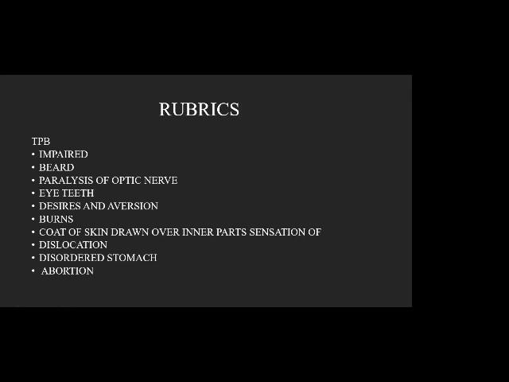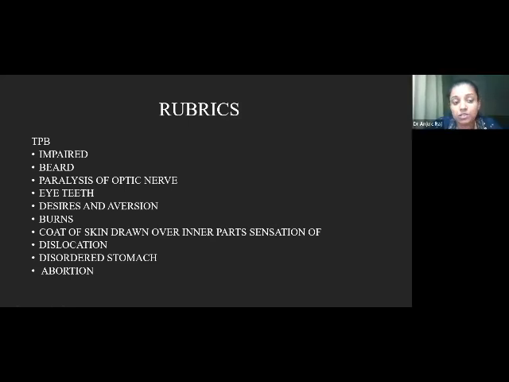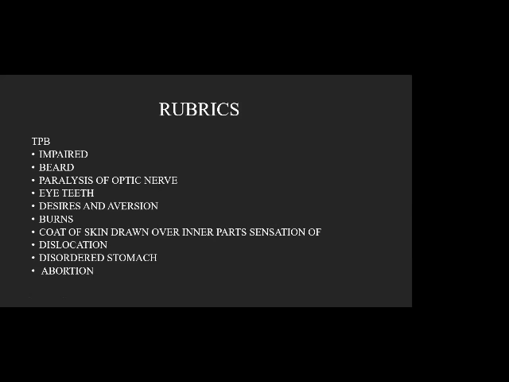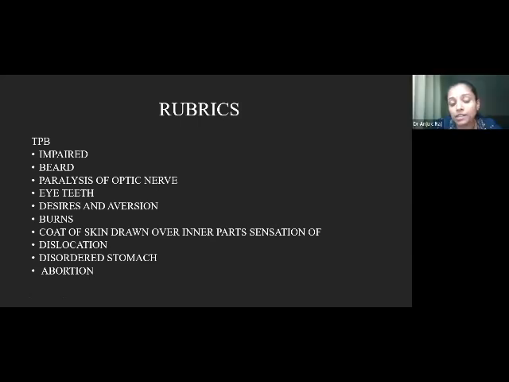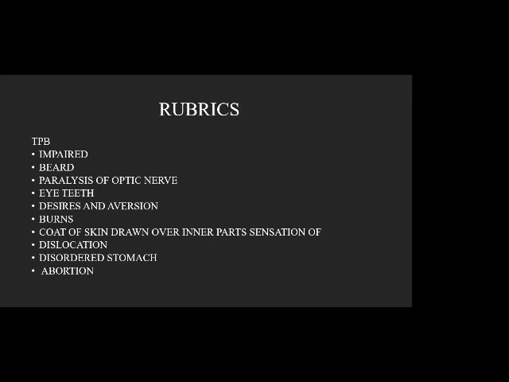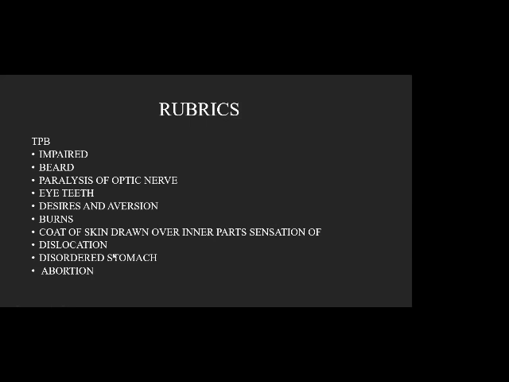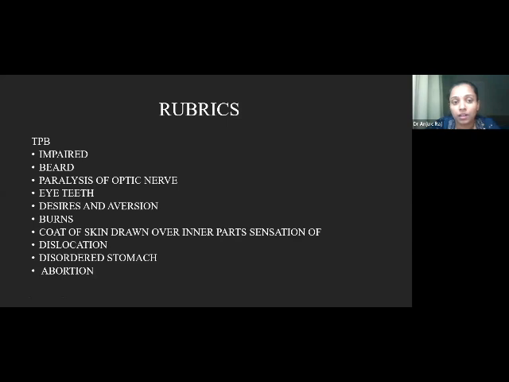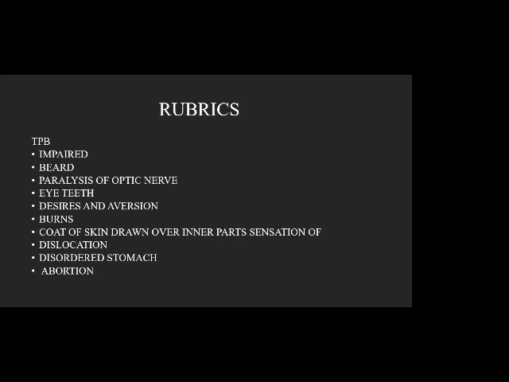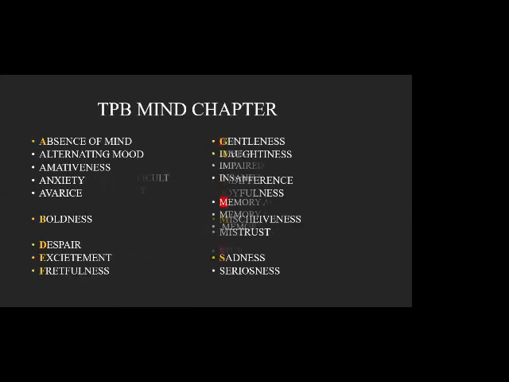Next, burns, where do we get it in BTP? Sensation. Burns are in 2 places, aggravation and also sensation. Okay. Next, coat of skin drawn over the inner part, sensation of. Yeah, it can be found in sensation. Next, dislocation. Sensation. Disordered stomach. Aggravation. Then abortion. Menstruation. Okay.